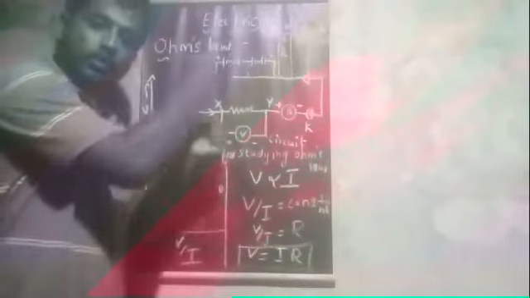Next he will introduce a second cell. First cell means only one cell we are connecting to the circuit. Two cells means the second cell will be connected to the same circuit. That time, suppose the voltage is 2 volt and the current is 1 ampere. This is the reading we are getting in the ammeter and voltmeter. Next, if I introduce a third cell, then the voltage may be 3 volt and the current may be 1.5 ampere.